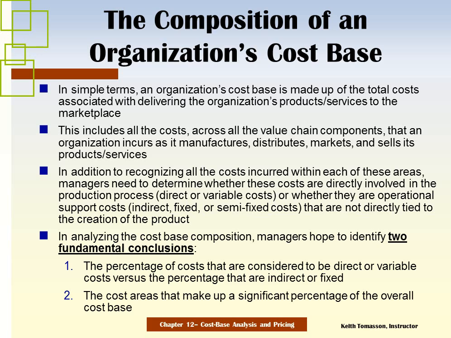So in trying to understand the cost base of our organization, we really hope to identify two things. First of all, the percentage of costs that are considered to be direct or variable cost versus the percentage that are considered to be indirect or fixed costs. The second area of analysis is we want to understand the cost areas that make up a significant percentage of the overall cost base. So understanding not just what our costs are, but the behavior of those costs is critical to be able to make some decisions in our organization.